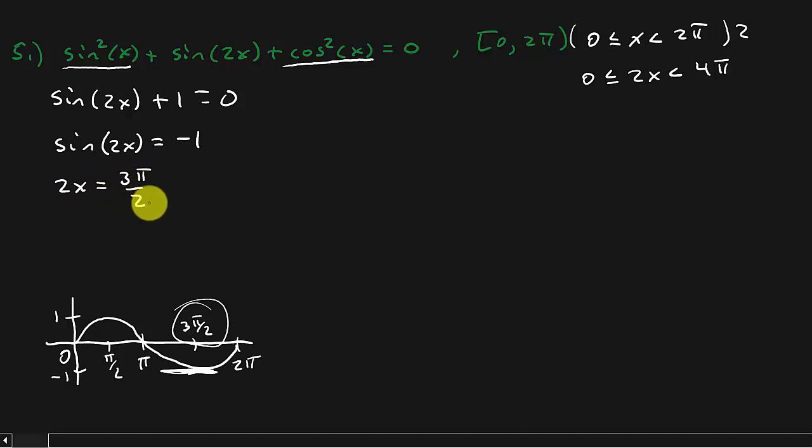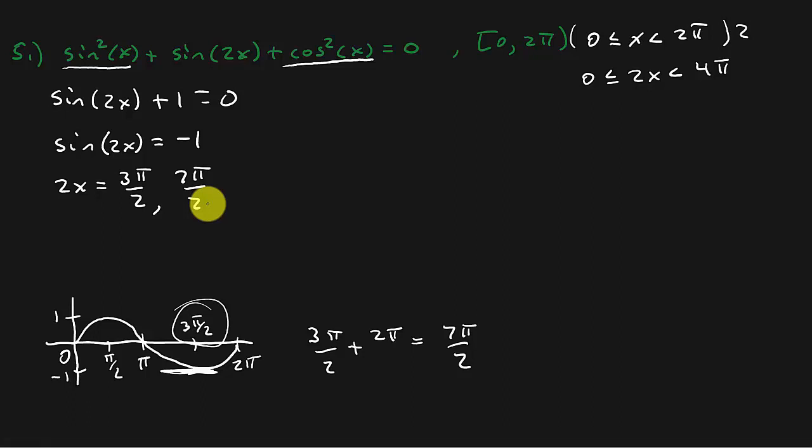See that? That's going around one time. So I got to go around again. So what am I going to do? I'm going to do 3 pi over 2 plus 360, or plus what? Since I'm in radians, plus 2 pi. And that's going to be what? 7 pi over 2? Yep. 7 pi over 2. But that gives me 2x.